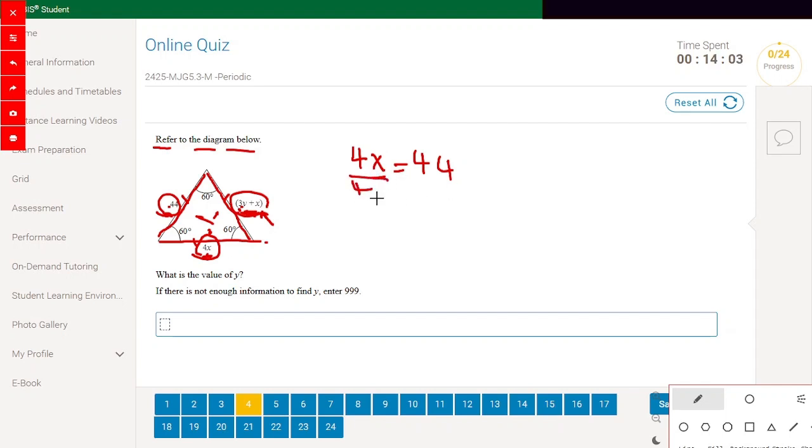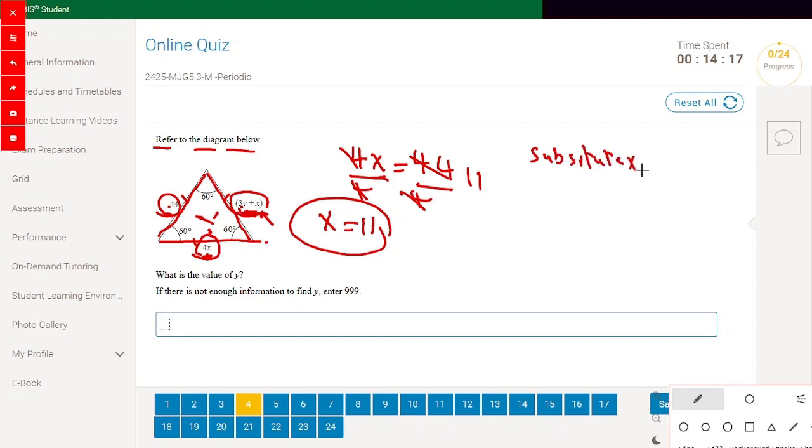Here, divide by 4, divide by 4. So x will be equal to 11. So now x equals 11. Now we substitute x in the equation of 3y plus x. So here 3y plus x is also equal to 44.